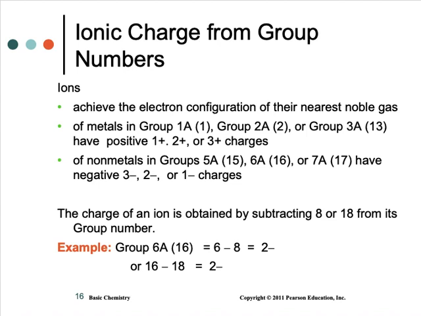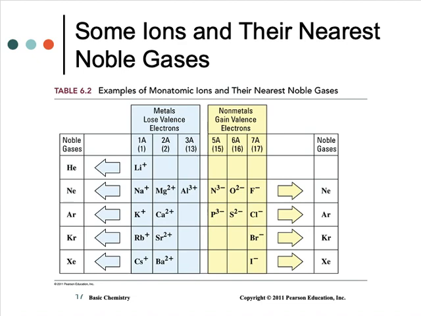So this is the review. Metals in group 1 become +1. Metals in group 2 become +2. Metals in group 3 become +3. Now go backwards. Nonmetals in group 7 become -1. Nonmetals in group 6 become -2. Nonmetals in group 5 become -3. Group 1 becomes +1, group 2 becomes +2, group 3 becomes +3, group 7 becomes -1, group 6 becomes -2, group 5 becomes -3.